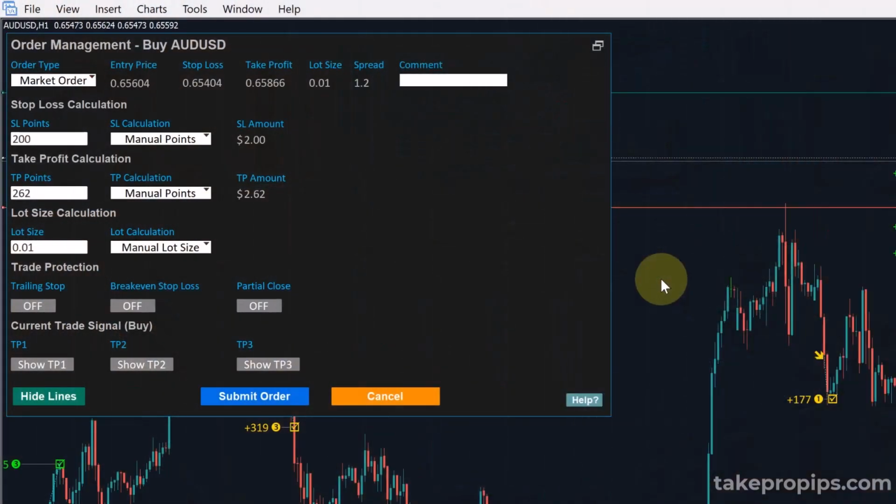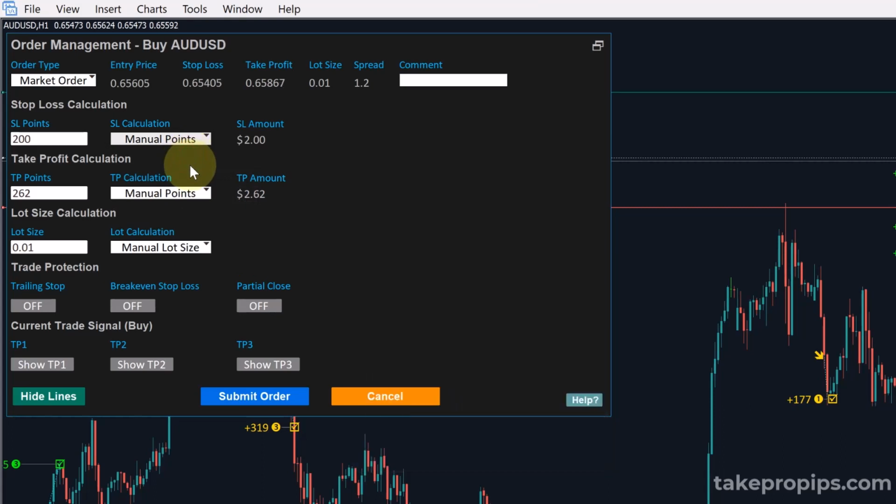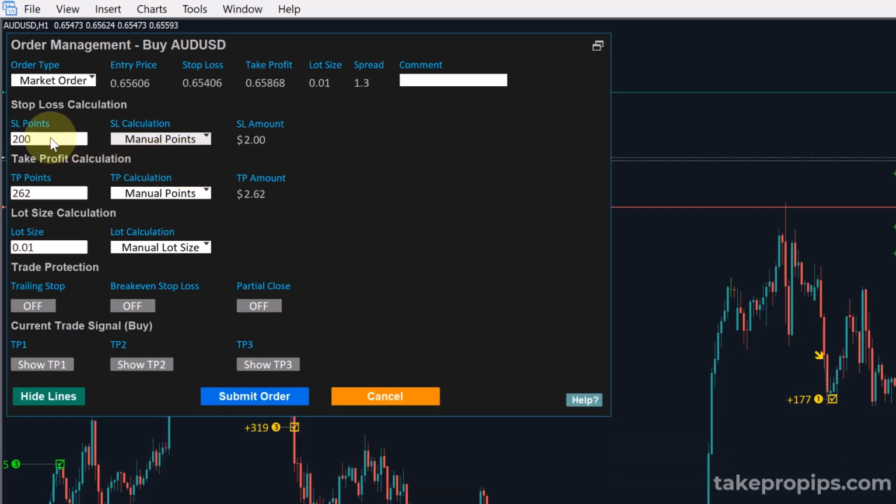Now, let's talk about the different ways you can calculate your stop loss. We've got three main types: supply and demand, ATR multiplier, and manual points. The manual points is a straightforward approach. Manual points allow you to set a specific point distance from your entry point as your SL. For example, let's say you want to set the size of your stop loss to 50 pips or 500 points, then you would enter 500 in this field.